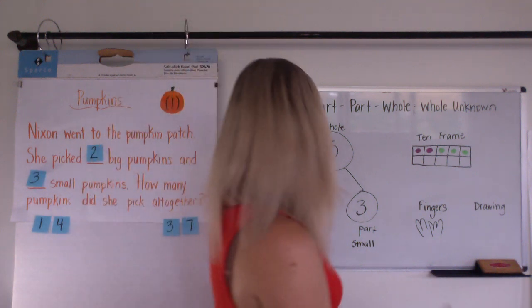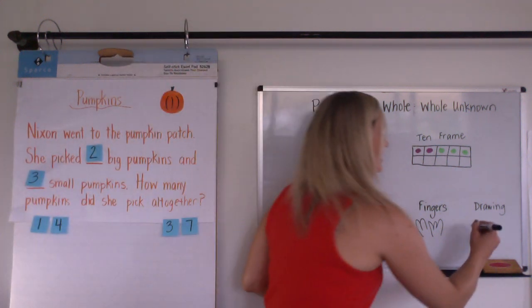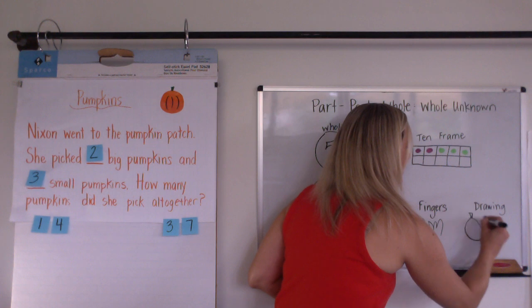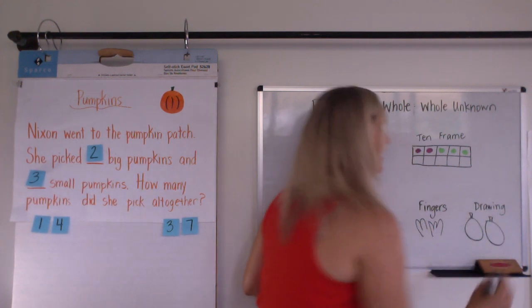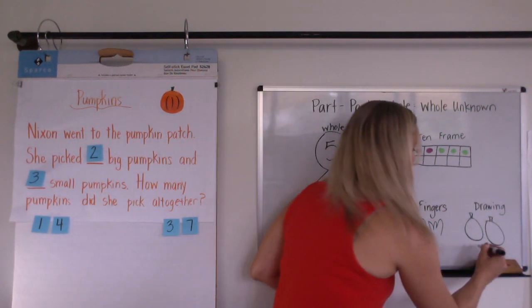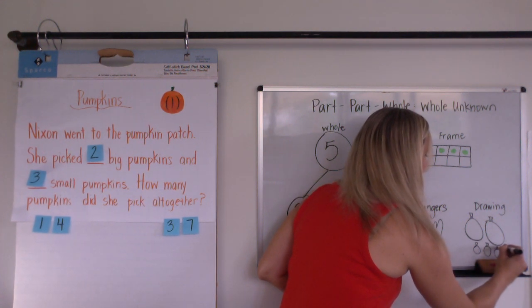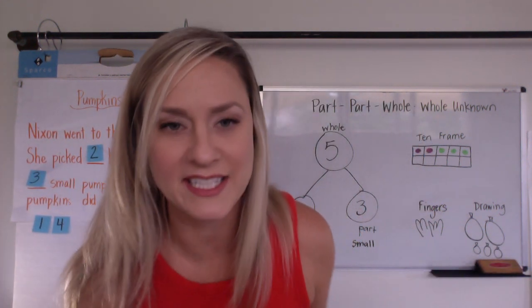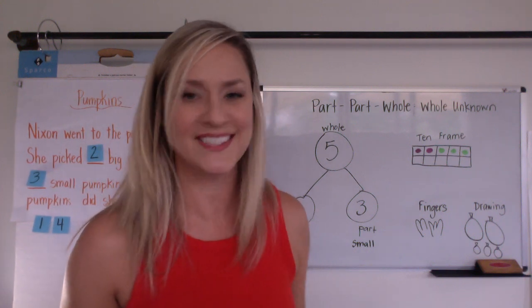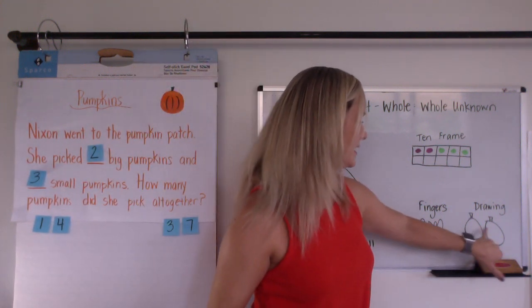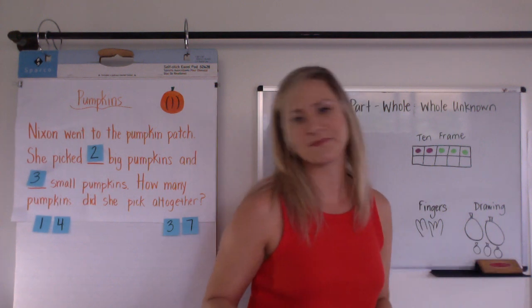Another thing they might do is draw 2 big pumpkins. So you might see this happen. And then they might draw 3 small ones. Totally fine. This is totally an expected strategy for kindergartners, right? And then they might count them all. 1, 2, 3, 4, 5.